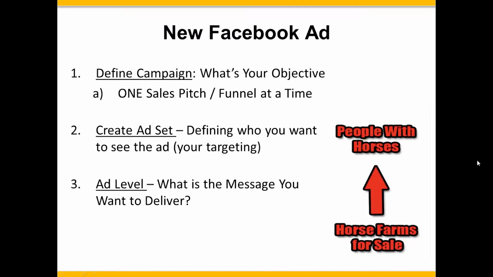Let's say that we specialize in selling horse farms, and we want to target that audience. First thing we do is define our campaign, which is to get people to click on our ad, which is going to take them to a landing page on our site that talks about the mistakes they can make when buying horse farms, or how to finance horse farms, or something else. Then we create an ad set that defines our target audience. We want to somehow pick that audience of people who have horses. Once we've defined the audience, the likely group that we're going to work with, we want to design an ad to resonate with that group so they're going to click on it.